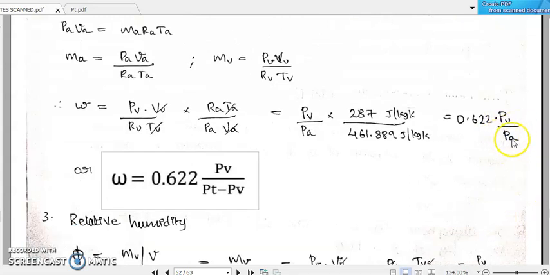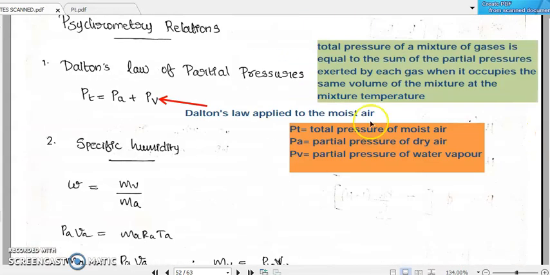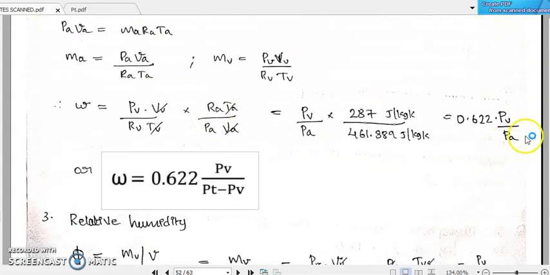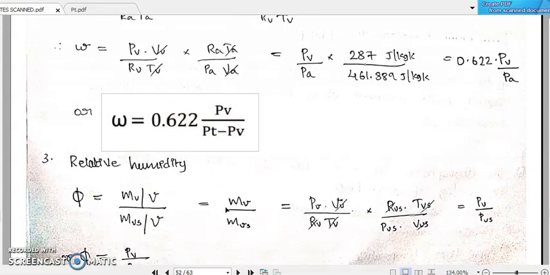But how can we write Pa, the partial pressure of dry air? It can be represented as Pt minus Pv. So instead of Pa we can write Pt minus Pv, and this beautiful relation comes into the picture: omega, or specific humidity, equals 0.622 times Pv by Pt minus Pv. You have to remember this relation.